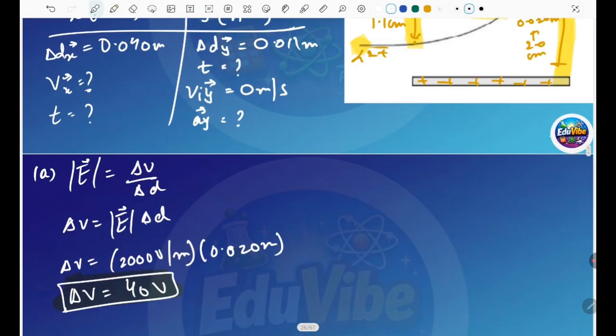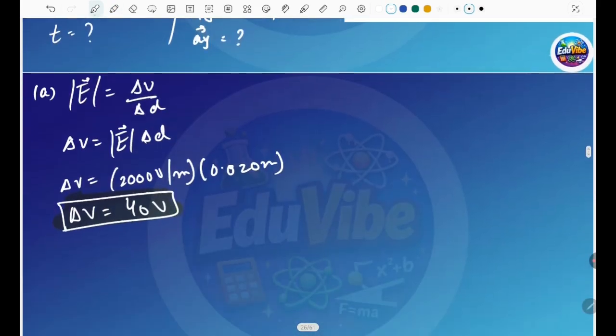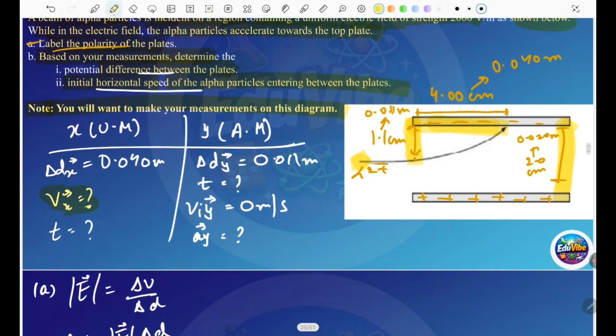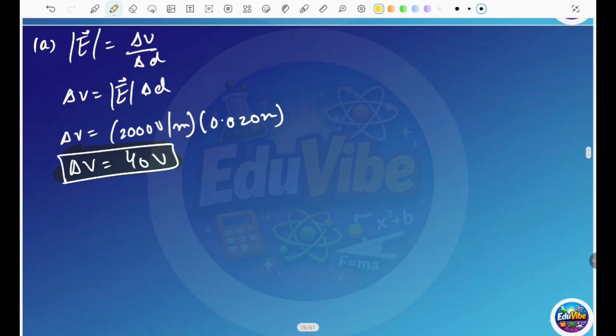So this is your delta V we have to find. For the second part now, we have to find the horizontal speed, which is Vx. For Vx, first we want the acceleration, acceleration we want for time, and the time we want for Vx. So let's find the acceleration first.